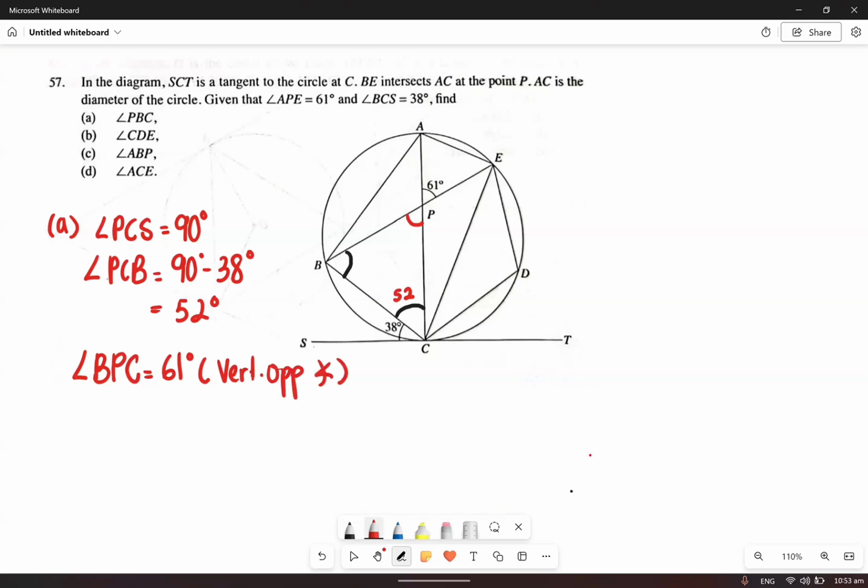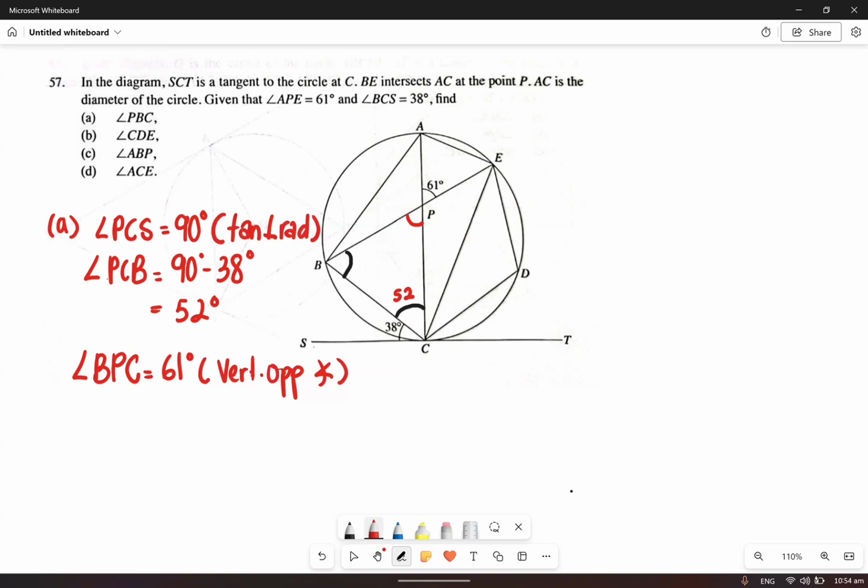This one is called the radius. What is this called? This is called the tangent. Tangent is perpendicular to the radius. Am I making sense? Do you agree or disagree? The 52 degrees is basically just 90 degrees minus 38.